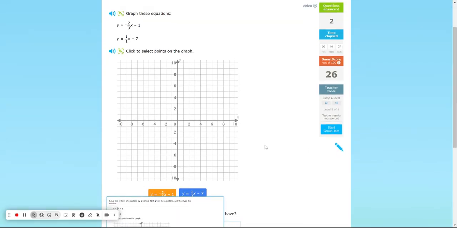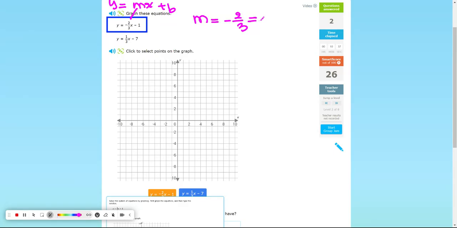So they try to do something a little fancy for us. We can do fancy, not a big deal. Here's your first equation. Let's write the slope-intercept form: y equals mx plus b. You can see the slope m is negative 2 over 3. What does it mean? It means you can go down 2 and then right 3. And then you can see the b right there: b equals negative 1.